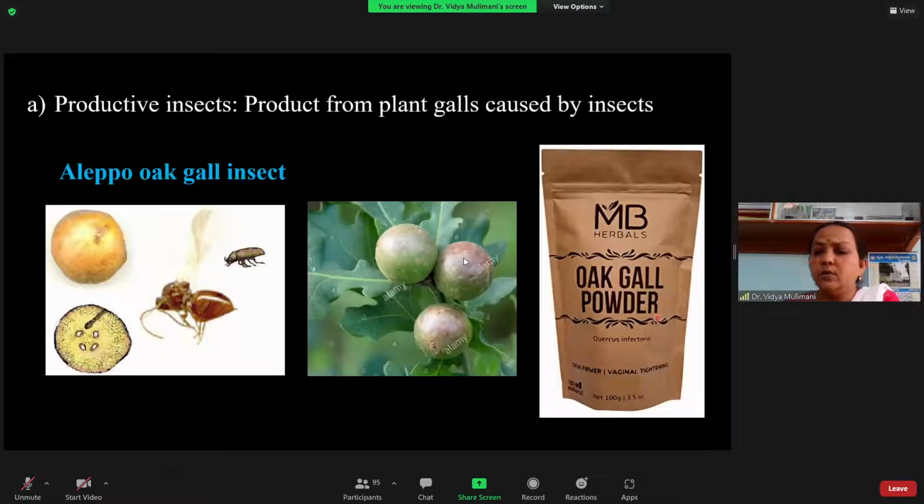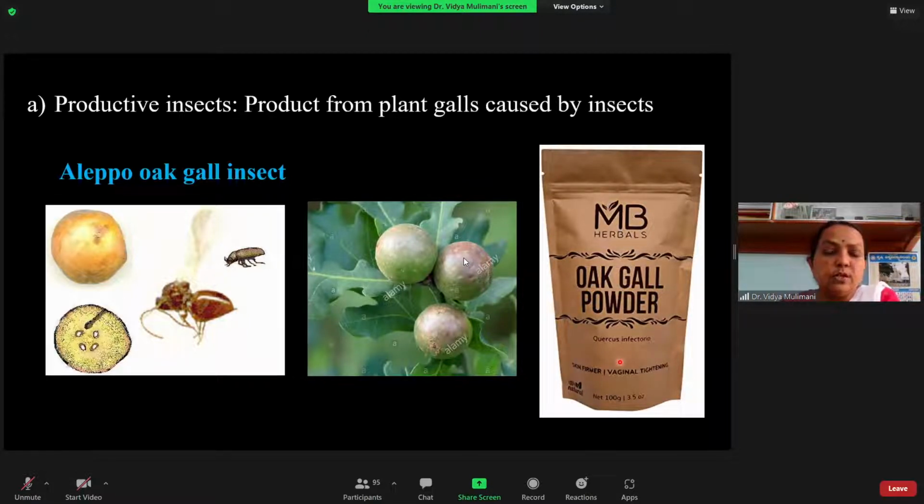Okay, so this is oak gall powder. From that we get tannic acid, which is used in the leather industry, and also for making ink. In the treasury we use it because it is a permanent ink and is not erasable. You can get it from this oak gall insect. It is also used for drinks. The powder is available, and these dried galls are also available in the market.